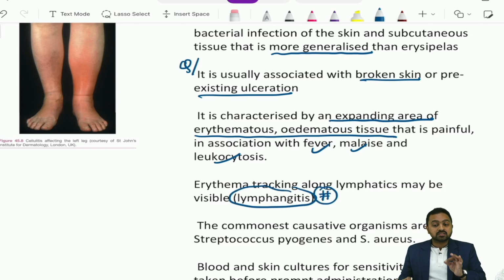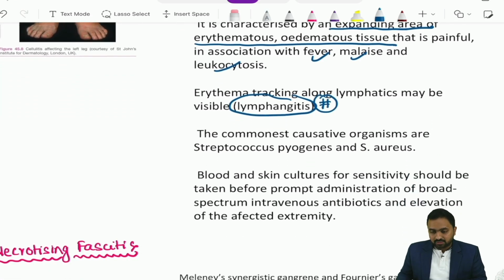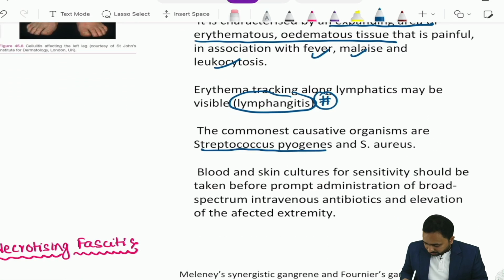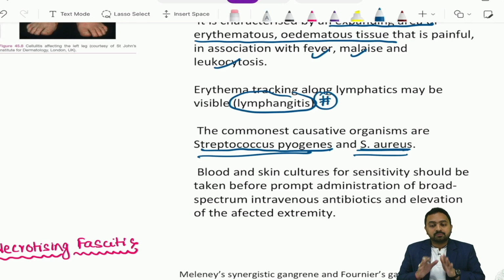So what are the commonest organisms involved? They include Streptococcus pyogenes and Staphylococcus aureus. So what you need to do, blood and skin cultures for sensitivity should be taken before prompt administration of broad spectrum IV antibiotics, and you need to keep the affected limb elevated. Generally this resolves with the use of antibiotics.